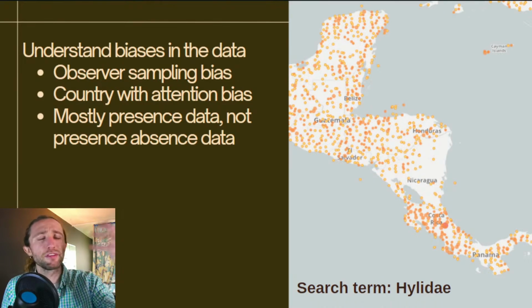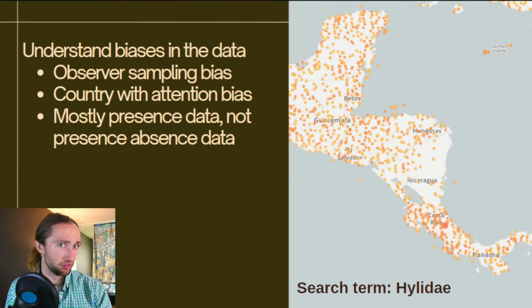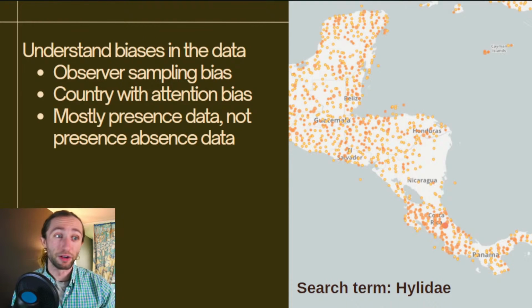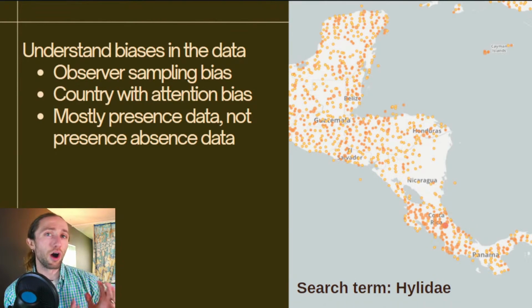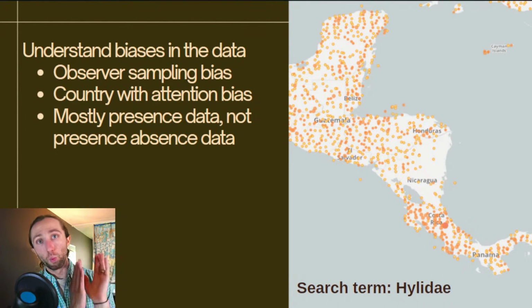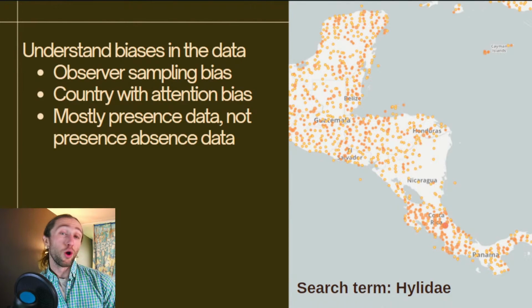So just keep this in mind: we're not working with abundances. We're working with presence data. That's sort of the third point. This is not presence-absence data, and that is a very tricky nuance to really wrap your head around. We are only recording with this data where a species was seen. We are not recording where it is not seen.